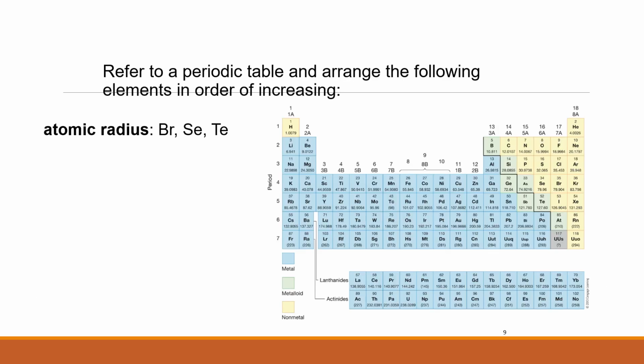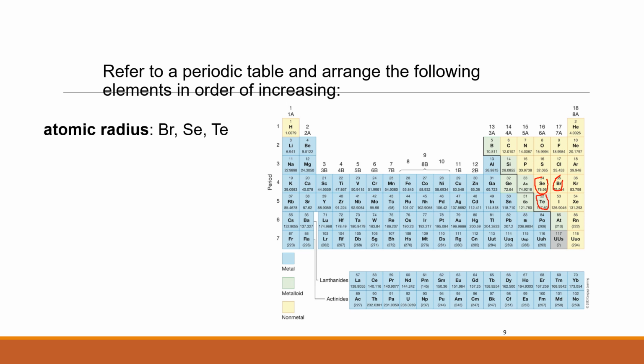So let's try an example and how we would use these trends with actual problems. So we're going to refer to the periodic table and arrange the following elements in order of increasing atomic radius. So we have bromine, selenium, and beryllium. So the first step is to find these three on the periodic table. So I got bromine, selenium, and beryllium.